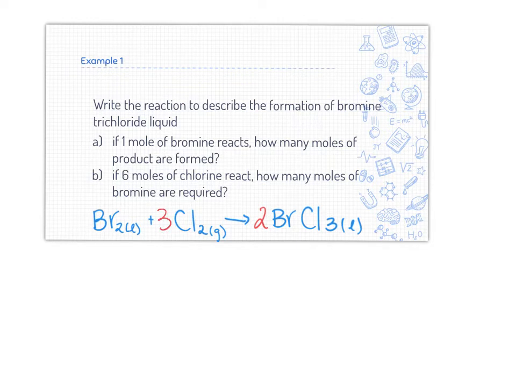All right. If 1 mole of bromine reacts, so we have n equals 1, how many moles of product are formed? Well, I know it takes 1 molecule of bromine to make 2 molecules of product. So if I have 1 mole of bromine, I know that I can make 2 moles of product.